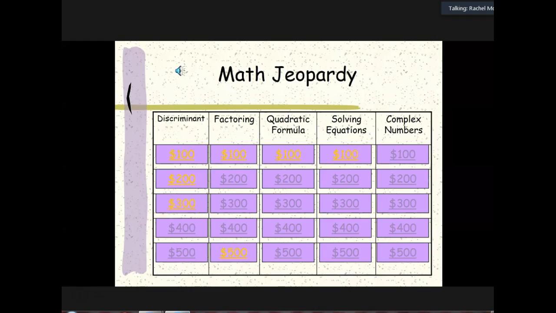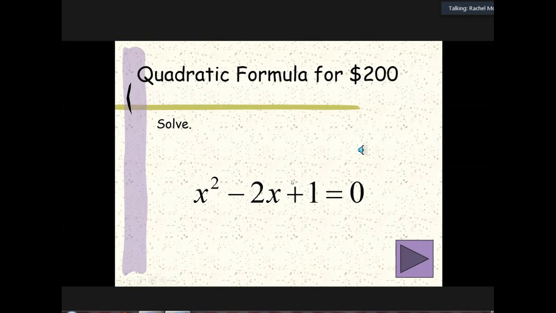All right, so Lily. I'm good. No, your category and points. Sorry, dear, didn't mean to scare you there. Okay, quadratic formula for 200.